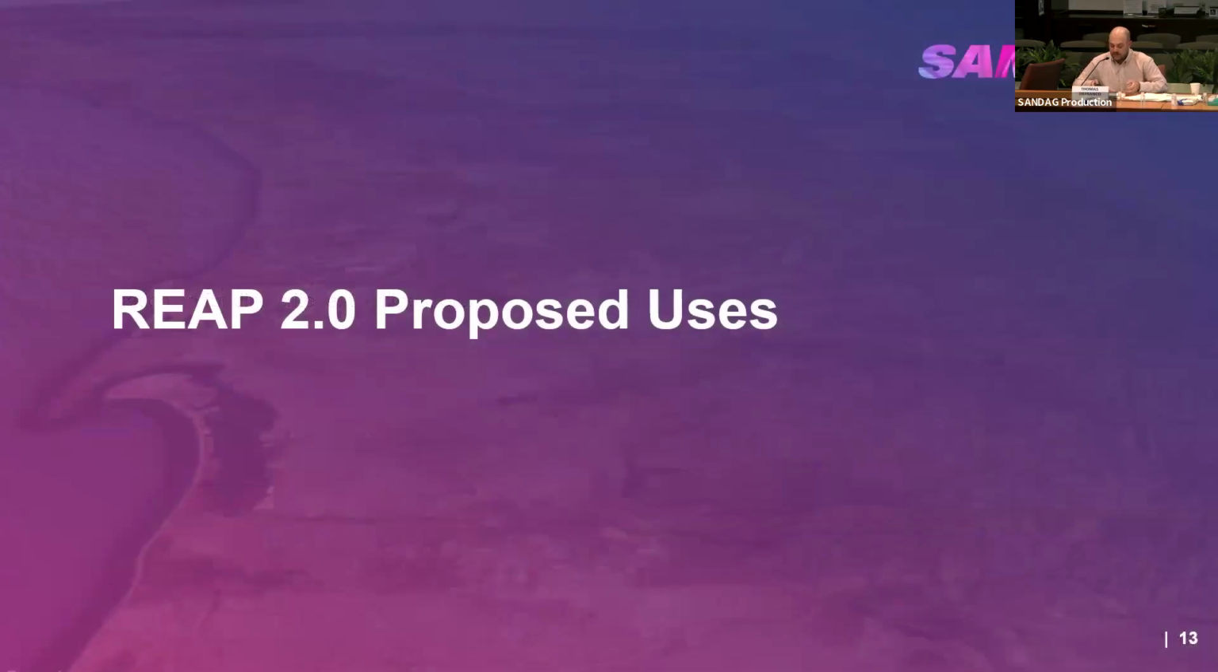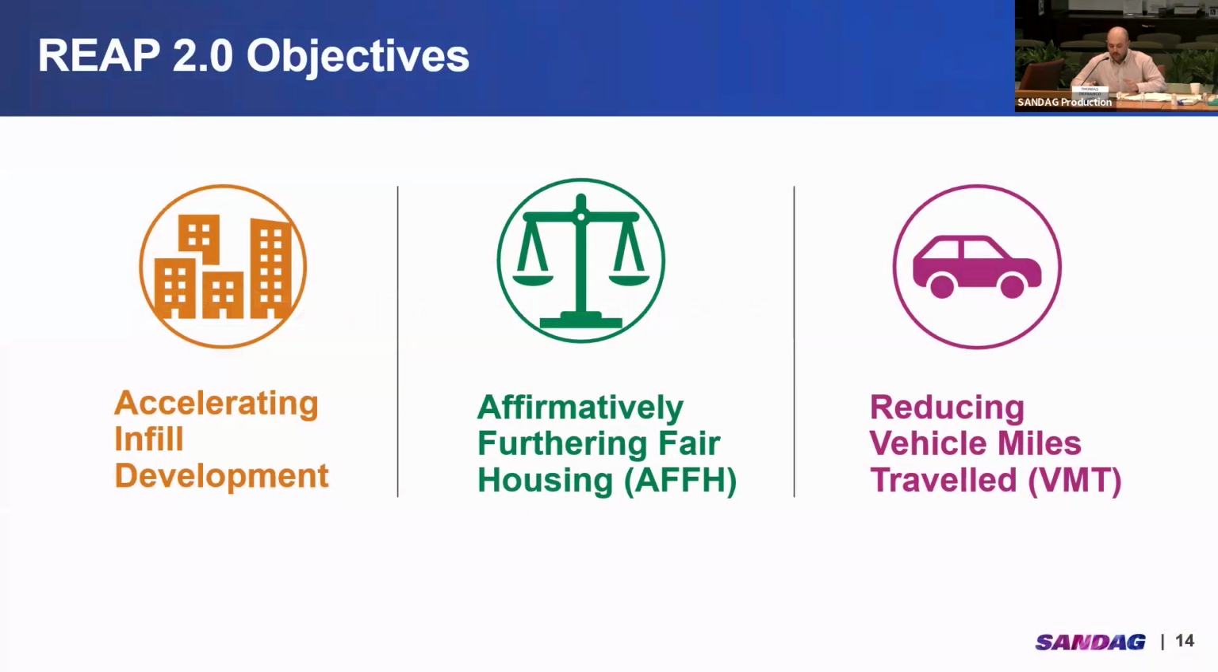So that concludes an overview of our work with REAP 1.0, and now I'll switch gears to tell you about some of the work we're doing with REAP 2.0 and provide you the latest status update as to the availability of those funds. So REAP 2.0 has 3 very specific objectives: accelerate infill development, affirmatively further fair housing, and reduce VMT. But these objectives are somewhat on hold.